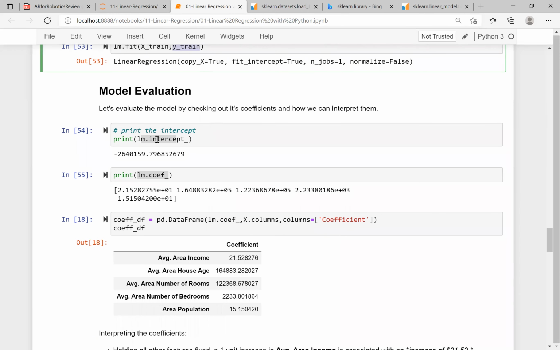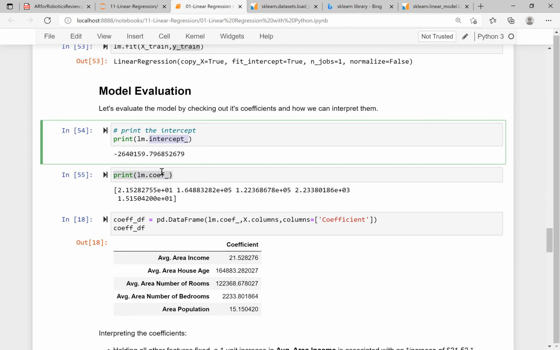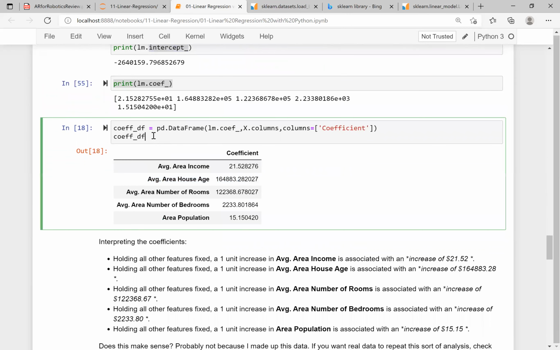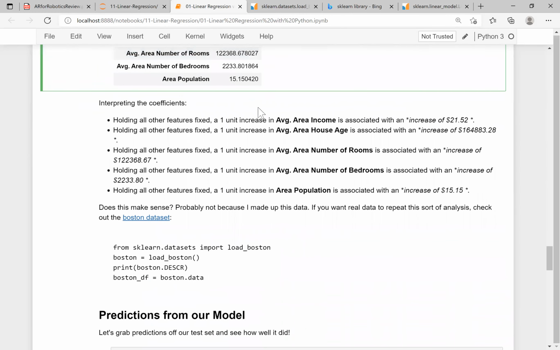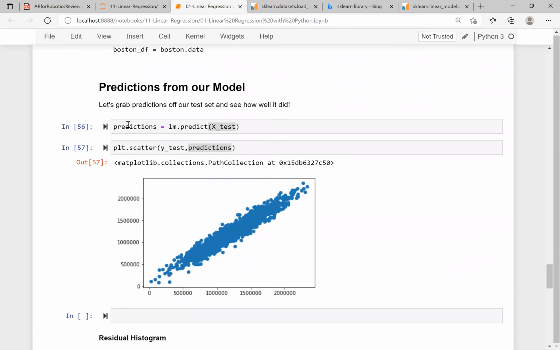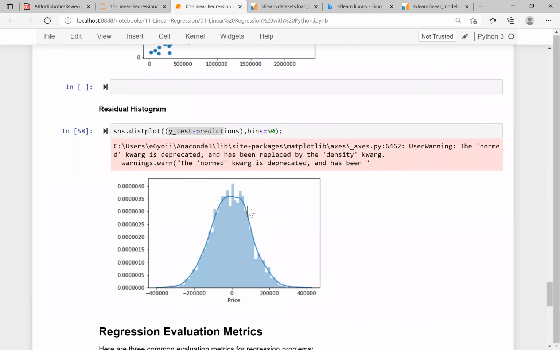I will check the results of my model, which in this particular case are the intercept and the coefficient. I will try to make sense of the result. If I'm satisfied, okay, this outcome is good for me, then I can go ahead with the predictions. I will plot my predictions with the actual values, and if it is good enough, then I can try to see what the general error is.